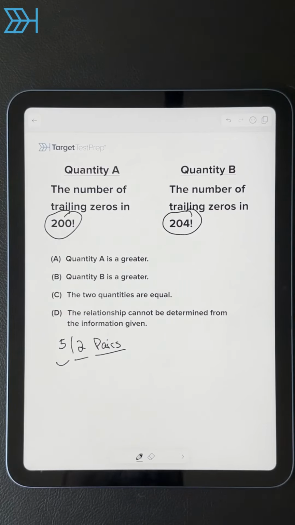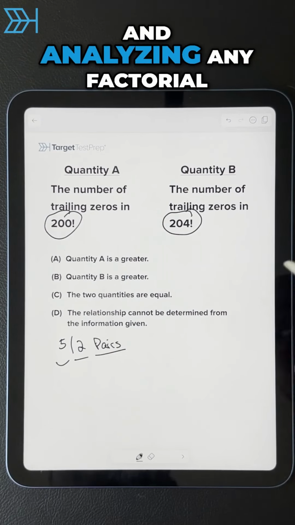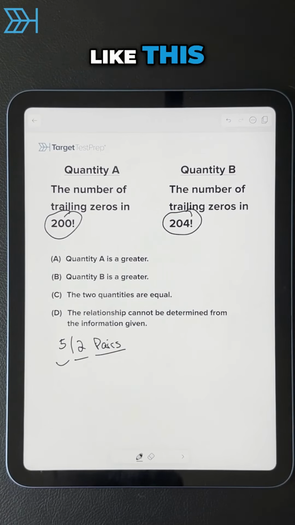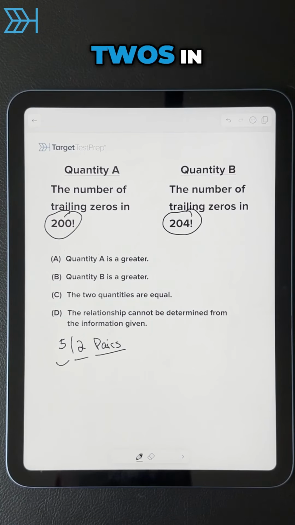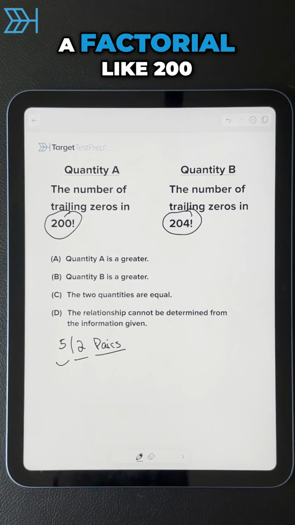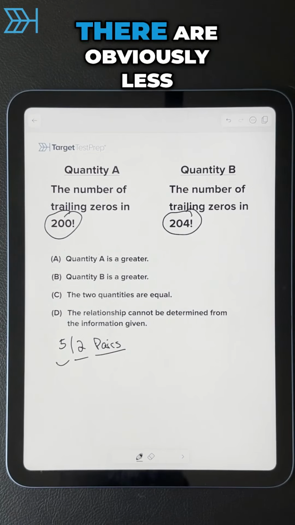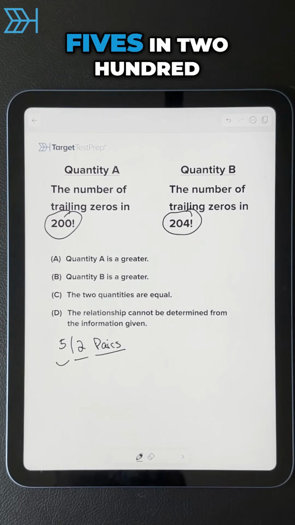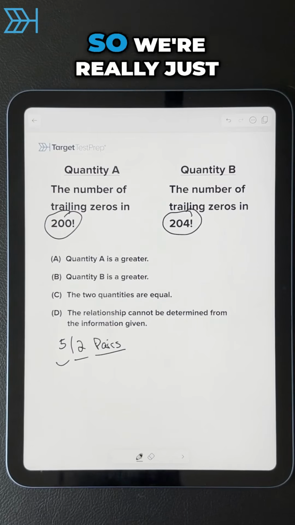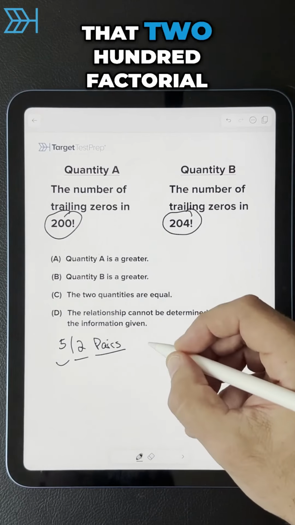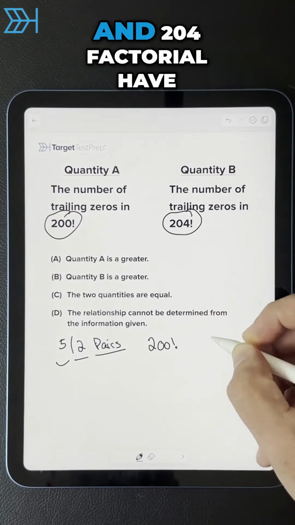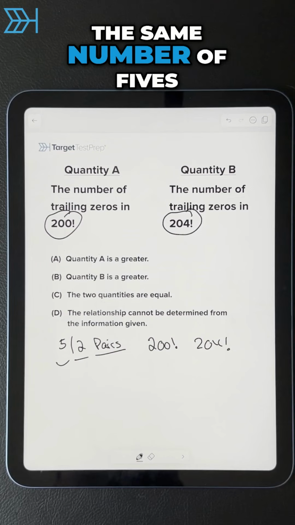Remember, when we're dealing with these pairs and analyzing any factorial like this, from the outset, we know there's going to be more 2s than 5s in a factorial like 200. And the reason is there are obviously fewer 5s in 200 factorial than there are 2s. So we're really just focused on the number of 5s here. So can we say that 200 factorial and 204 factorial have the same number of 5s?